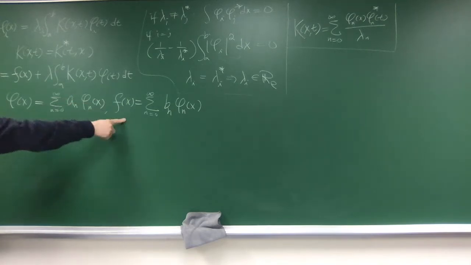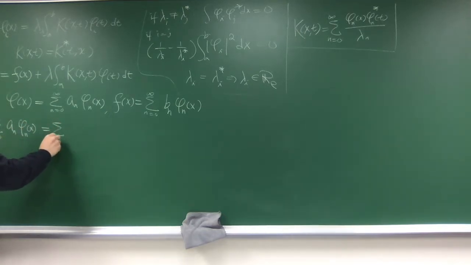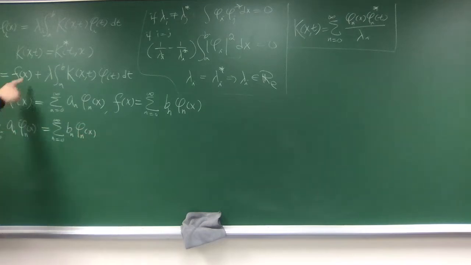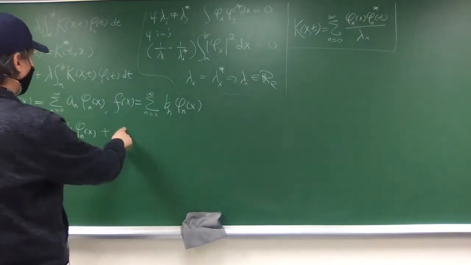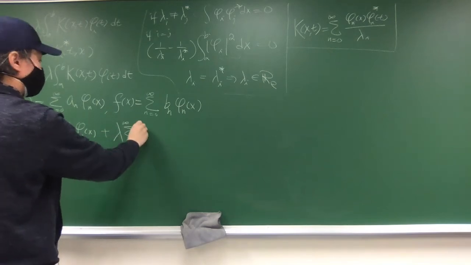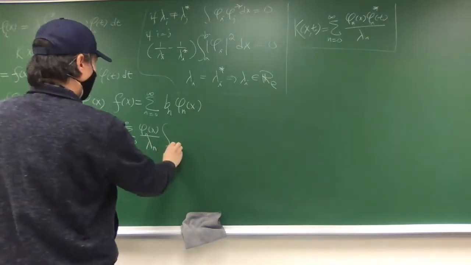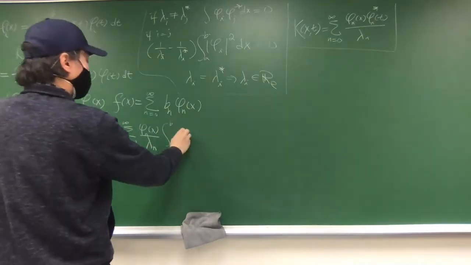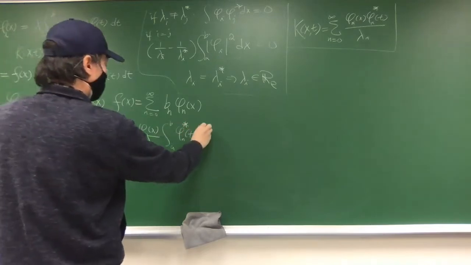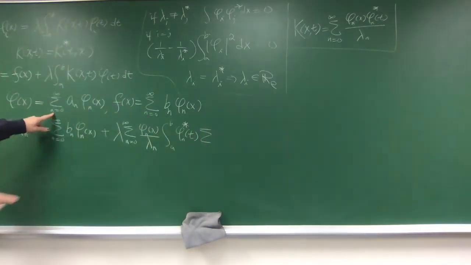Okay, so you substitute this and that into the equation. What you have is the sum over n of a sub n phi n equals the sum over n of b sub n phi n, plus lambda times the sum over n of phi n(x) divided by lambda n, and then integrate from a to b, phi n complex conjugate of t, and then phi(t). Now phi is this one, and we cannot use the same n because we already use n.